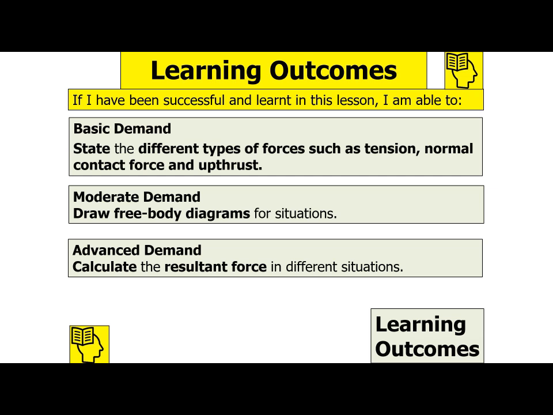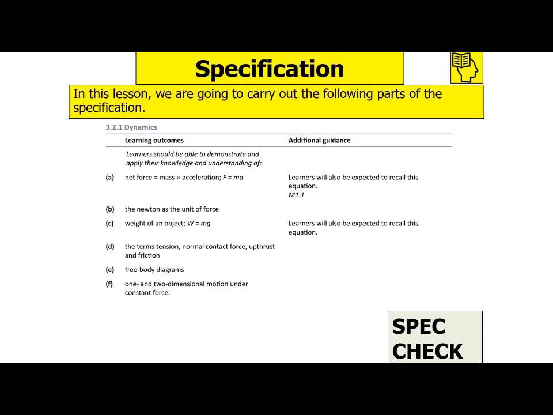So if we've been successful and we've learnt in today's lesson, we should be able to state the different types of forces such as tension, the normal contact force, and upthrust. Draw free body diagrams for situations and calculate the resultant force in different situations. So in today's lesson, we're going to look at 3.2.1 dynamics of OCR A-Level Physics.